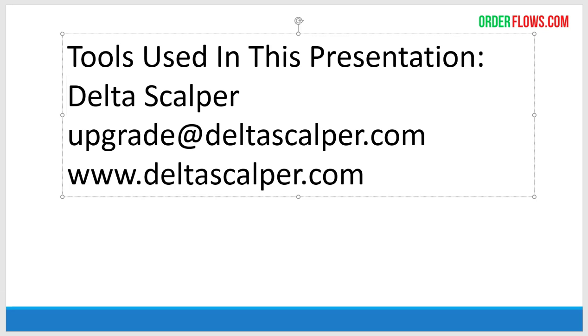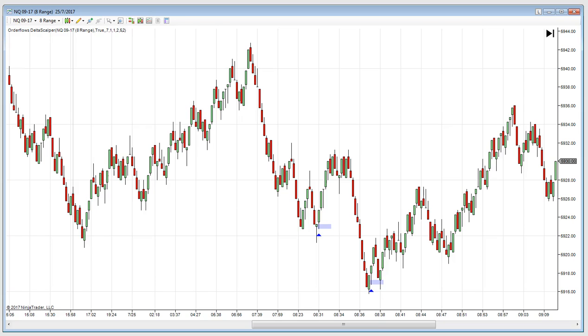So without further ado, let's take a look here. Okay, this is NQ. Nasdaq is an 8-range chart. Really, things like Nasdaq and mini Dow are best traded during the cash hour, the cash session.